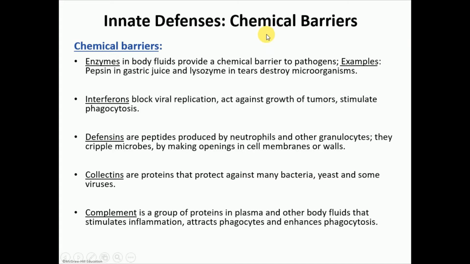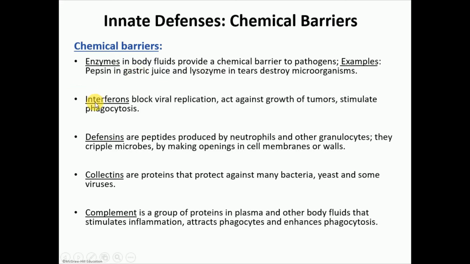Next on our list of innate defenses are chemical barriers. So we have different chemicals that our body makes normally, and that try to break down germs as they're entering. So we've got some enzymes. For example, pepsin in gastric juice, and lysozyme is found in tears. All of these are enzymes that are going to destroy these microorganisms. So remember that microorganisms are proteins, so these are really going to digest those microorganisms.